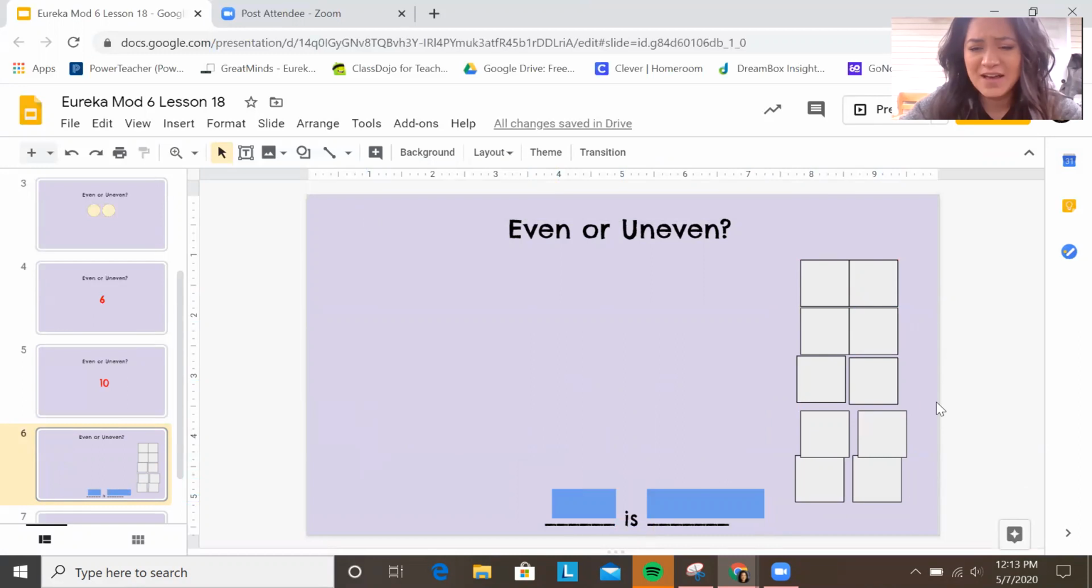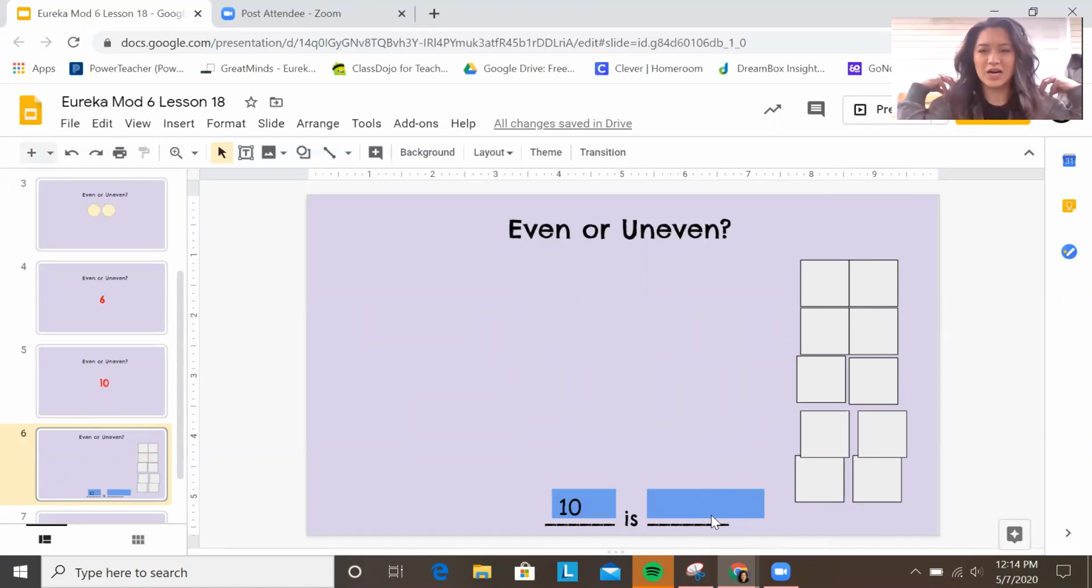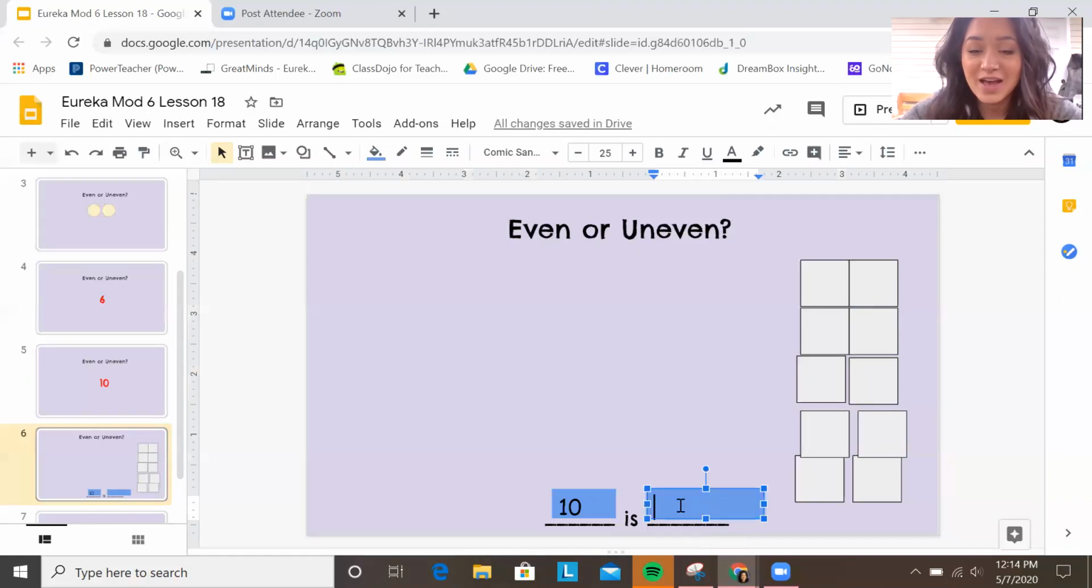So I have how many squares? We can even try skip counting. Let's do it. How many in my first row? 2 plus 2, which equals 4. 4 plus 2 equals 6. 6 plus 2 equals 8. And 8 plus 2 equals 10. So I'm going to write in here, 10 is even or uneven. It's even because every square has a partner. All right, there's nothing left over.